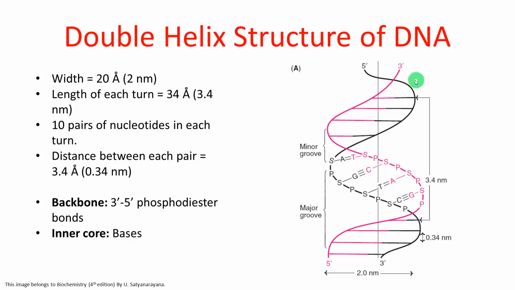Now, the backbone of DNA is nothing but the strand of this DNA, and this strand is mainly made up of 3'-5' phosphodiester bonds. Whereas the inner core of this DNA is made up of bases. You can easily find that the ladders you are observing in this DNA are made up of the nitrogenous bases. So the inner core is formed of bases. That is what we can say.